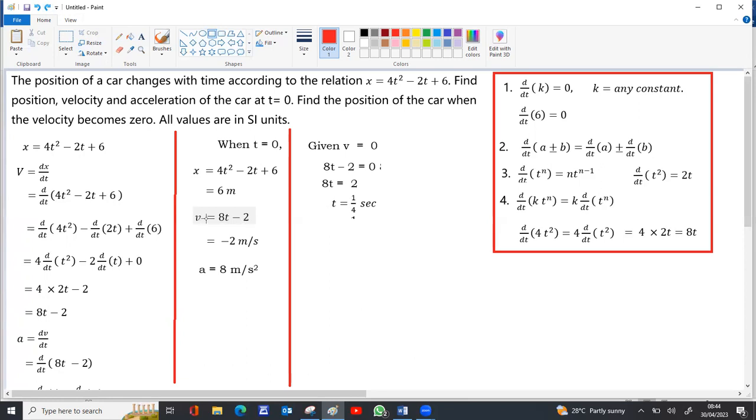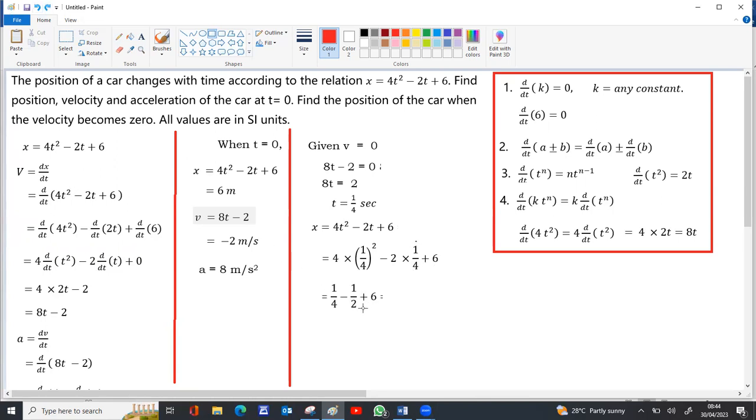If you know the time, you can find the velocity. You already know velocity is 0; now that we have the time, you can find the position. Now substitute the t value in the position to find the position of the car when velocity becomes 0. So the position formula is 4t square minus 2t plus 6. Here t will be 1 by 4, so 1 by 4 square, and 1 by 4 instead of this 2. 1 by 4 square is 1 by 16. 4 and 16 will cancel, 4 will remain in the denominator. So 1 by 4 minus, 2 and 4 get cut, 1 by 2, plus 6.